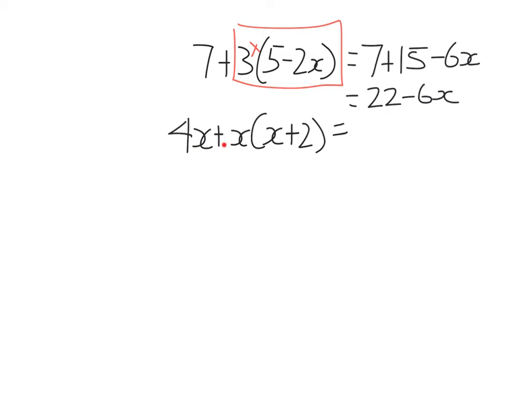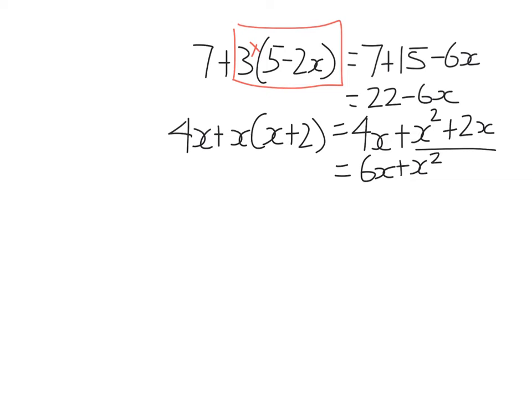Again, I've got 4x plus x times what's in the brackets. So I need to do the brackets first. I'm going to leave the 4x alone. So then x times x is x squared, and x times positive 2 is 2x. So this part I got using the distributive law. So now I need to collect like terms. So 4x and 2x are like terms. 4x plus 2x is 6x. We know how to add like terms. But x squared is not a like term with either of these. x squared and x are not like terms. So I'm just going to leave it as it is. The final answer here will be 6x plus x squared.